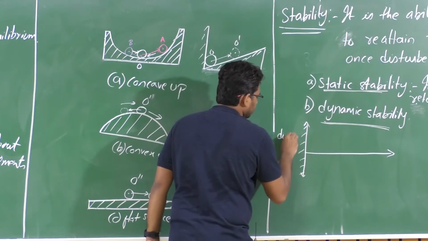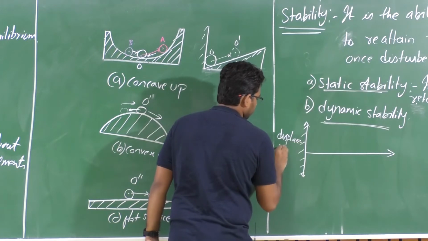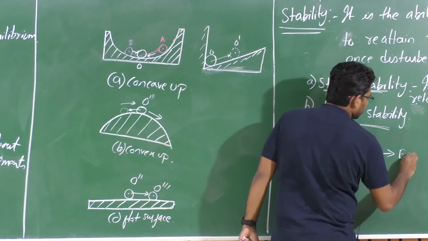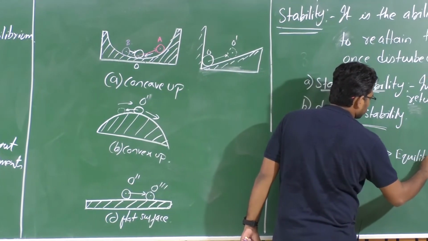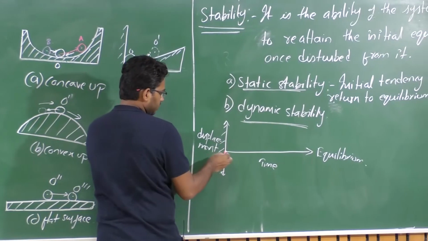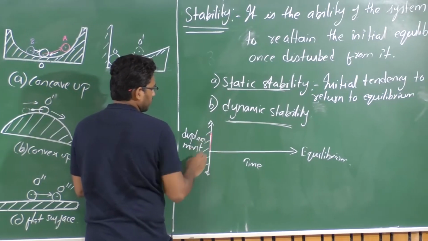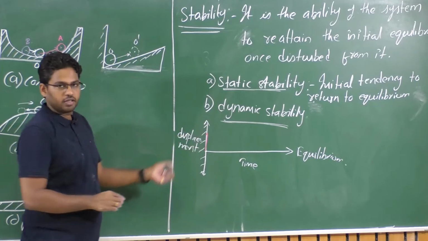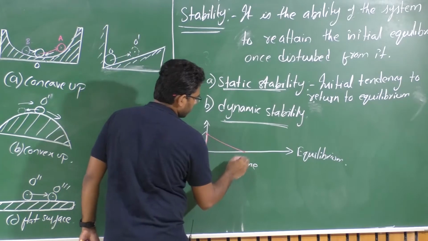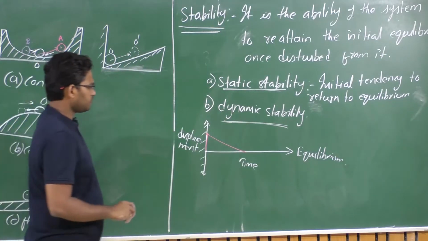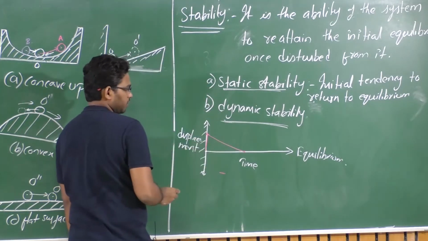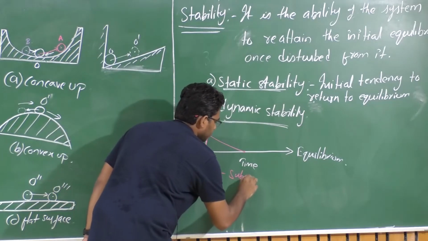So if I plot displacement with time, say this is my equilibrium. Initially this is at equilibrium. I'm trying to displace it to another location and then leave that object, right? So what it does is it will try to achieve this equilibrium with time. Such a process through which it achieves the equilibrium is known as subsidence.